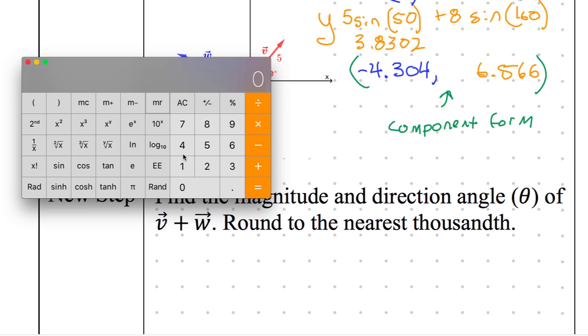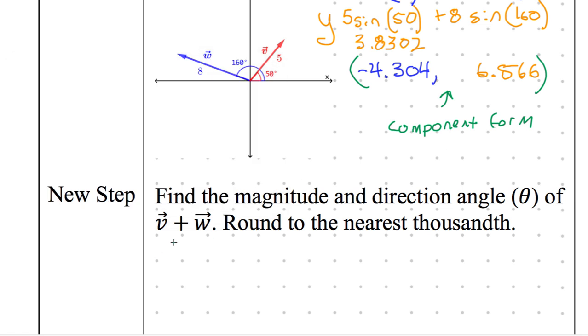So negative 4.304 squared, and I'm going to add that to 6.566 squared, and I get 61.63, and I'm rounding to the nearest thousandth, so I'm going to round that up to 61.637. That's going to be my magnitude. So vector V plus vector W, your magnitude is this guy.